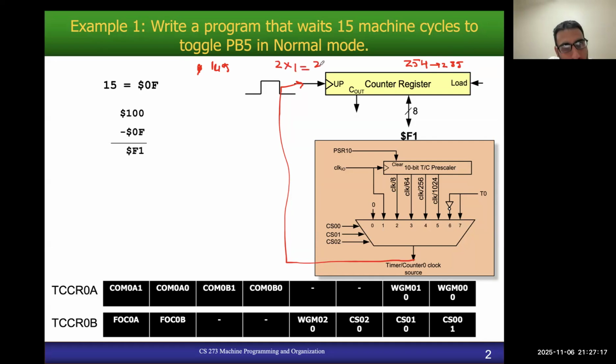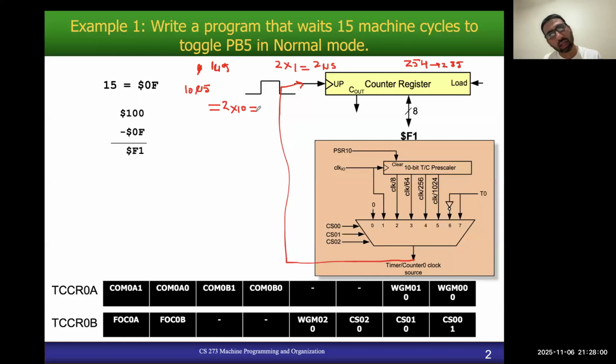Now let's say I use a slower clock, like 10 times slower. That means its time period is 10 microseconds, so one positive edge arrives after every 10 microseconds. Initially 254 to 255 takes one clock cycle, then 255 to 256 takes one more clock. So two clock cycles in total, which gives 2 times 10, 20 microseconds. So if I use a slower clock, even with the same initial register value, it will take a longer time for the overflow to happen, depending upon the clock frequency.